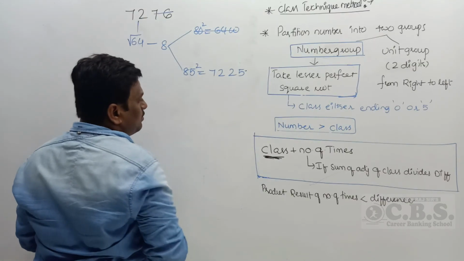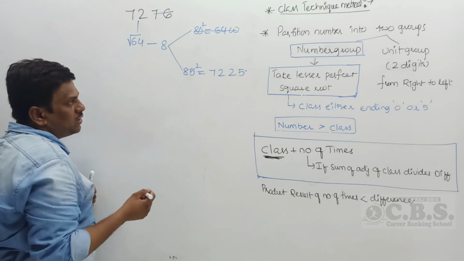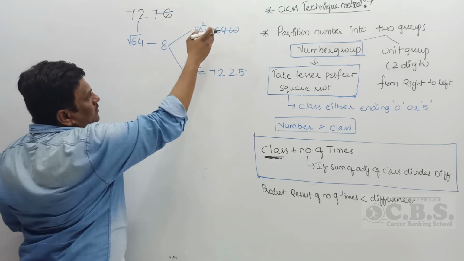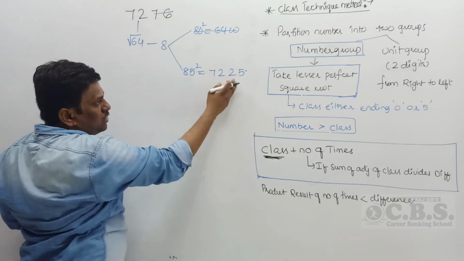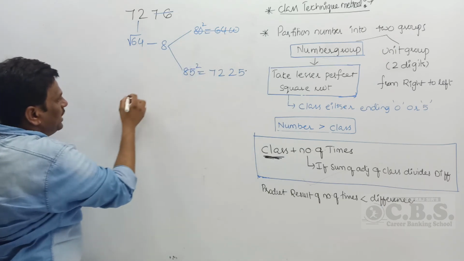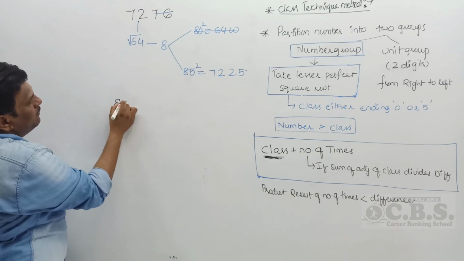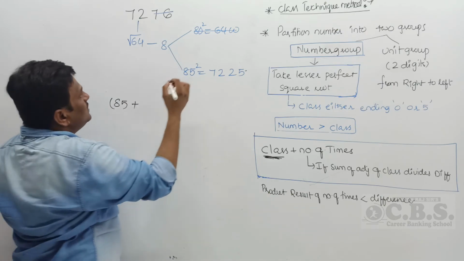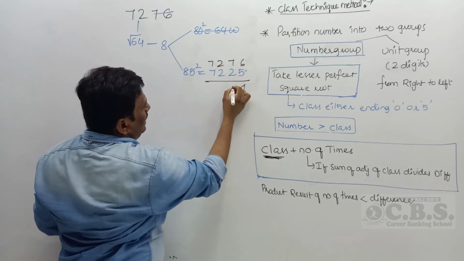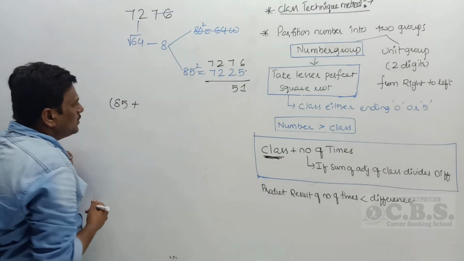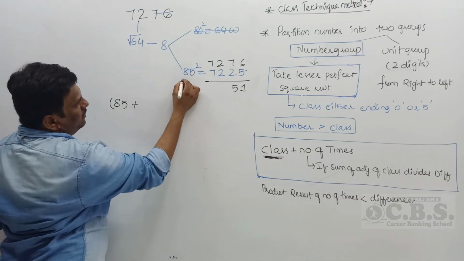Okay, so 7276 is near to this number and more also, so no need to take this one. Definitely more, and the more is very near. So here the number 7276 is more, very near to 7225. No need to take 80. So take 85. Okay, 85. What is our number? 7276. So this is 1 and this is 5.